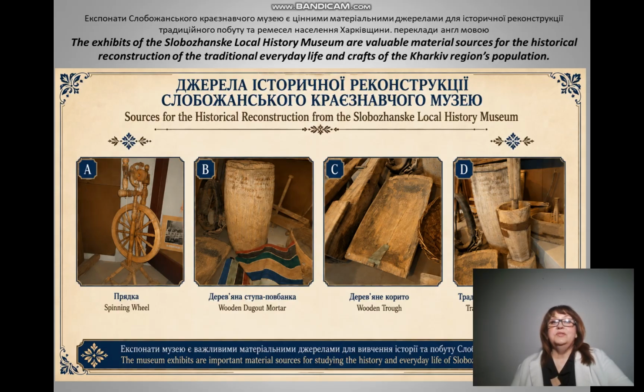The exhibits of the Slobozhanska Local History Museum are valuable material sources for the historical reconstruction of the traditional everyday life and craft of the Kharkiv region population. Sources for the historical reconstruction from the Slobozhanska Local History Museum: spinning wheel, wooden dugout mortar, wooden trough, traditional household items. The museum exhibits are important material sources for studying the history and everyday life of Slobozhanshchyna.